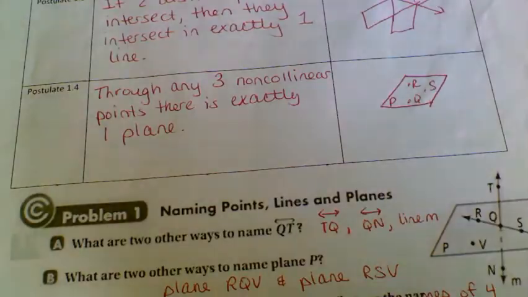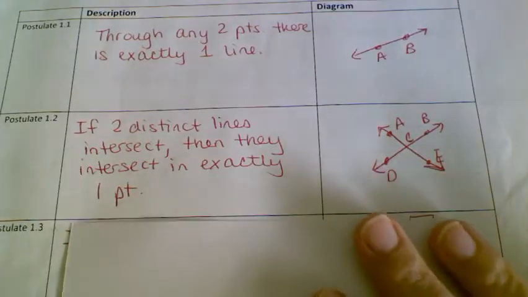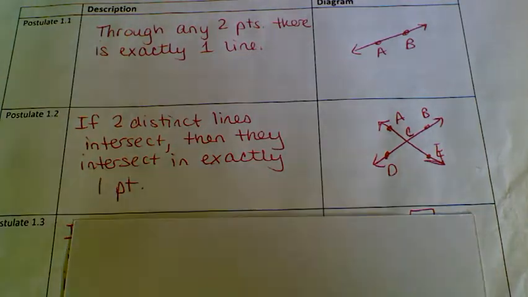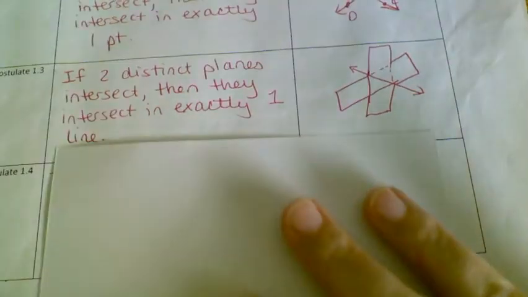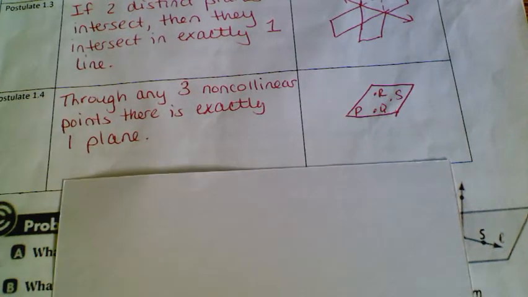Okay, then on the second page, very quickly, they had postulates. The first one was that through any 2 points you can create a line. The second one was that when you have two lines intersecting, they will intersect at only 1 point. The next one was that if you have two planes that intersect, they will intersect at exactly 1 line. And then last, through any 3 non-collinear points, you have exactly 1 plane.